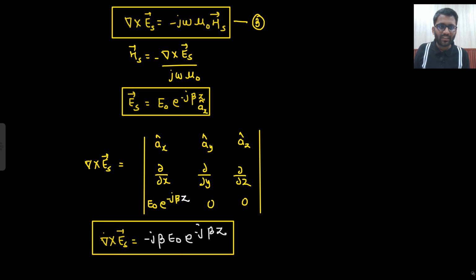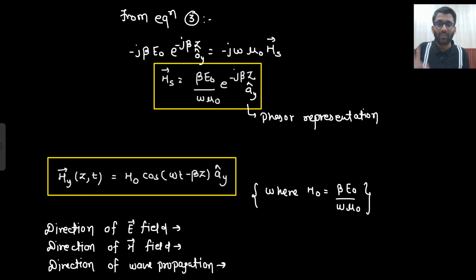You don't need to remember these expressions, okay? I am not telling you to remember anything, just see the derivation and forget it. Whatever you need to remember, I am going to tell. Do not worry about that. So what you are getting here: Hs equals beta E naught upon omega mu naught e to the power minus j beta z Ay cap. So this is the phasor representation.